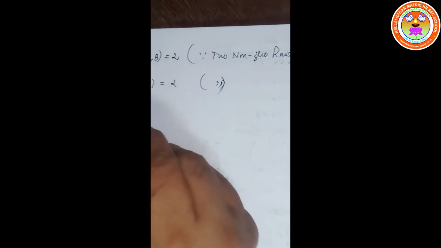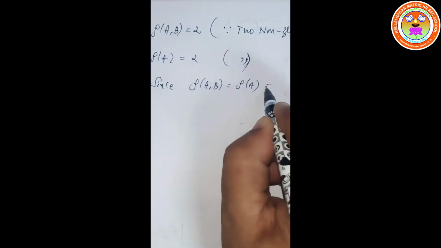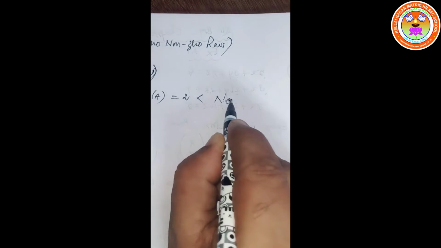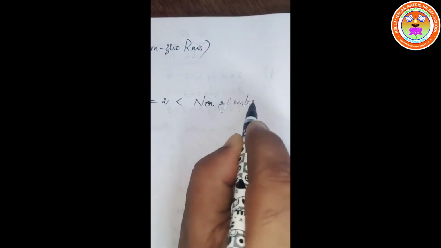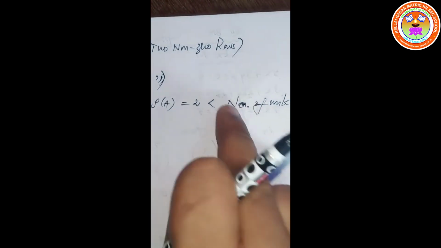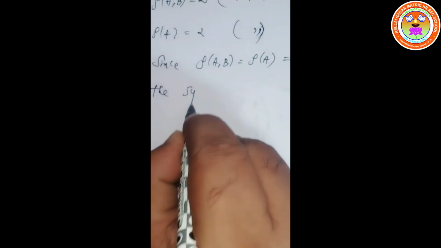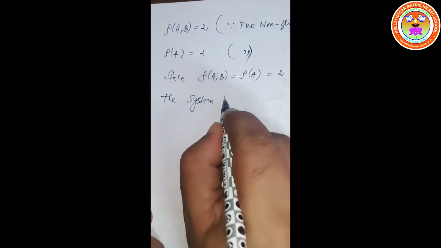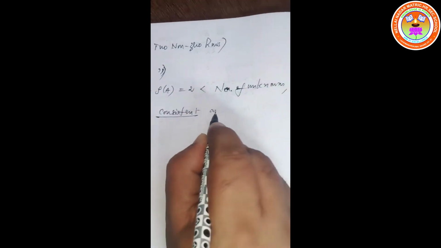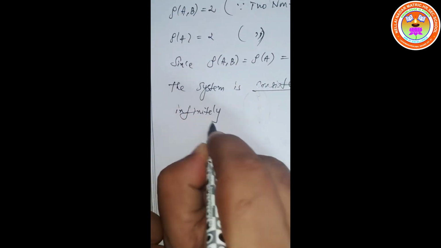Okay. Since rank of (A, B) is equal to rank of A, that is equal to 2, but this is less than the number of unknowns. We know that the number of unknowns x, y and z is 3. Here 2 is less than 3, that is the number of unknowns. That means the system of equations is consistent and has infinitely many solutions.